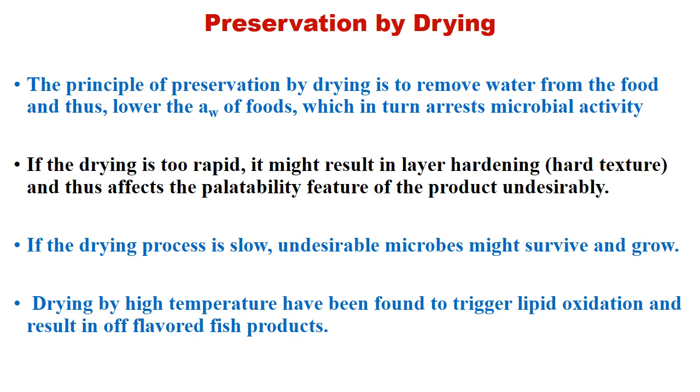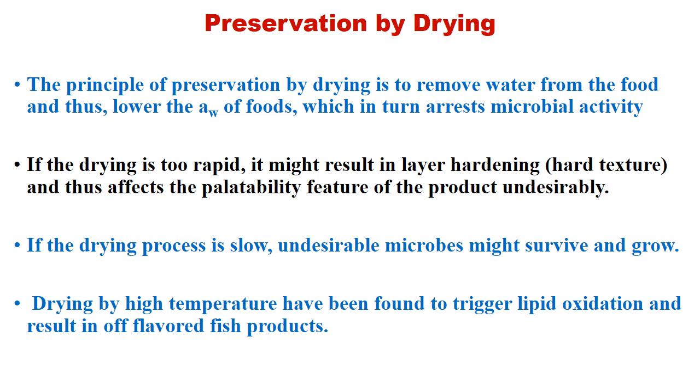The principle of preservation by drying is to remove water from the food and thus reduce the water activity of the food, which in turn arrests microbial activity or microbial growth. That is how drying is able to preserve food. The water will be removed, water activity will be reduced, and microbial activity will be arrested. So food will not spoil.